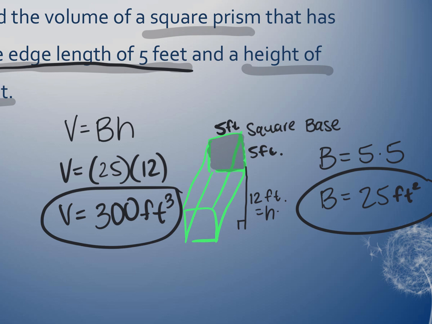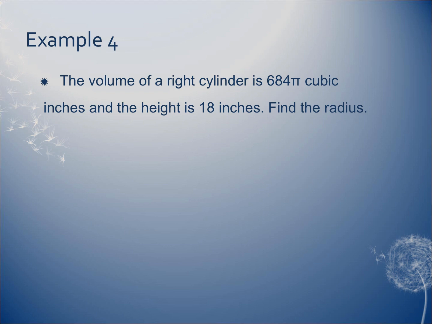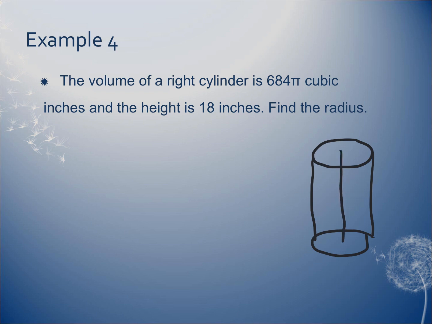All right, one more and we'll be done. The volume of a right cylinder is 684 pi cubic inches, and the height is 18 inches. Find the radius. No picture given. Let's draw one. So it's a cylinder. It's a right cylinder, so it's going straight up and down. It has a height, so from top to bottom, of 18 inches.